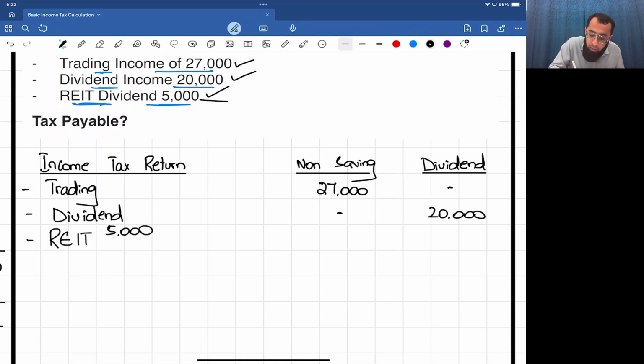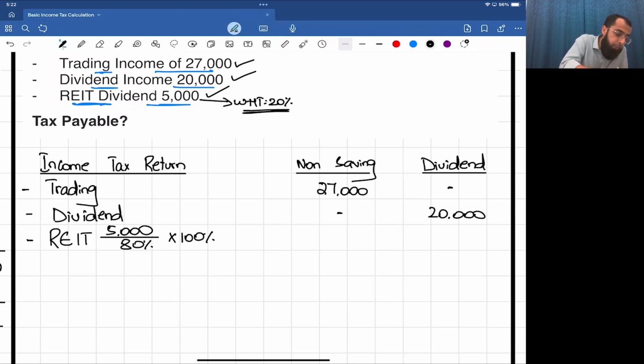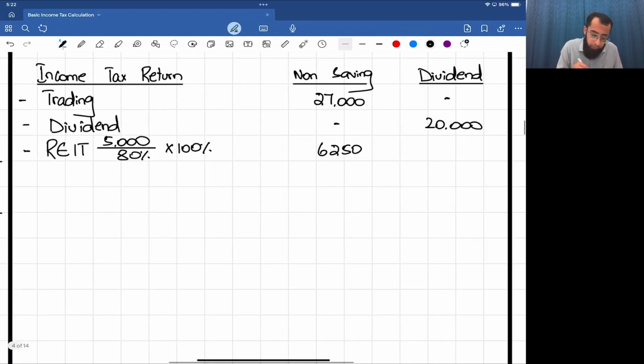We have already studied this. Now on real estate investment trust, there is withholding tax of 20%. You all know. So you gross it up, divided by 80%, multiplied by 100%. We studied this in the previous class. So that gives us 6250. Okay. And when the question is silent, we assume that whatever we are being provided is the net amount. Here you go, you get your total income.